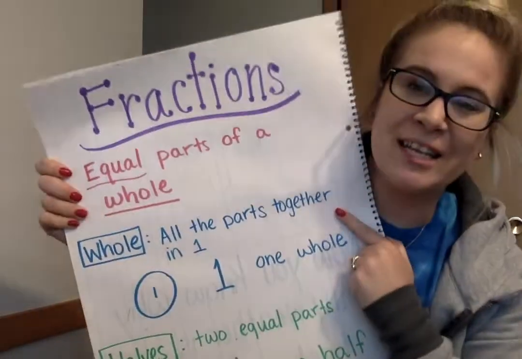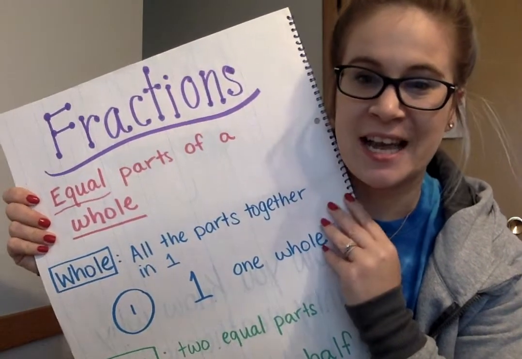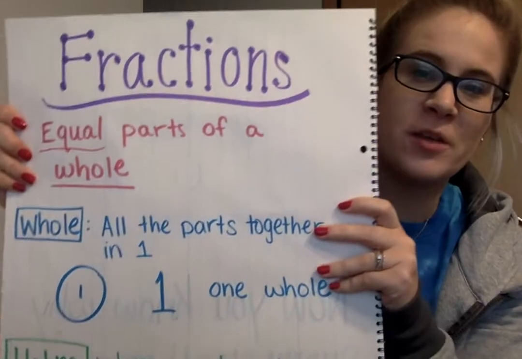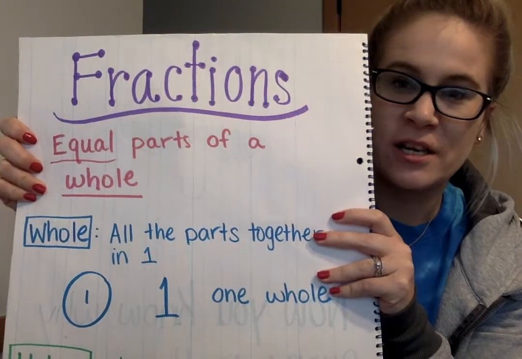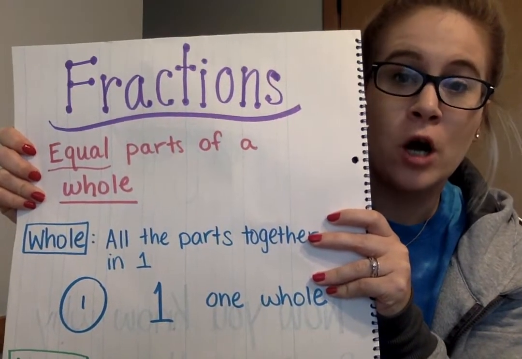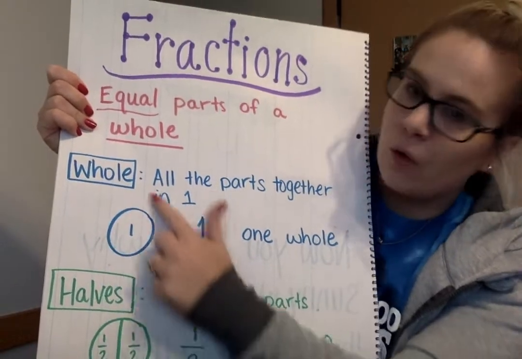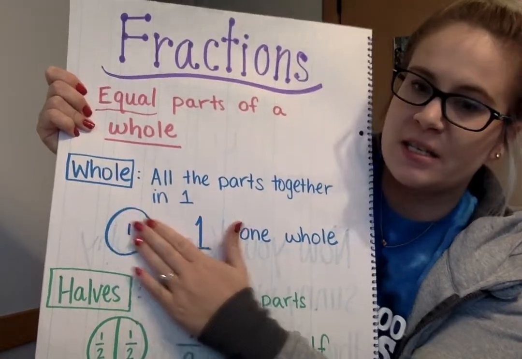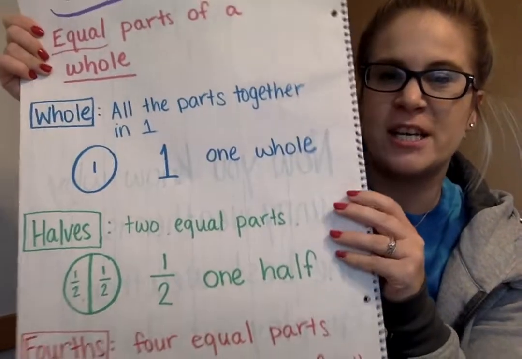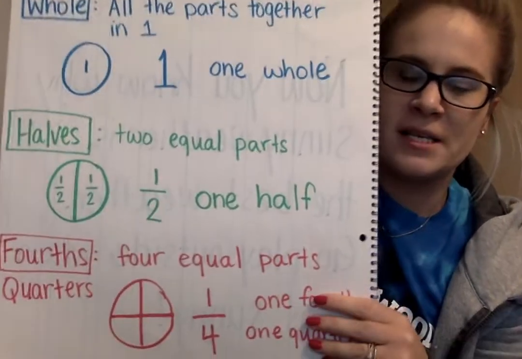We are going to talk a little bit more about fractions again today. So if we remember from the other day, fractions is when we show an equal part of a whole. So a whole is like one whole thing, right? It's all the parts together. And then a fraction is a piece of that whole, a piece of that part.